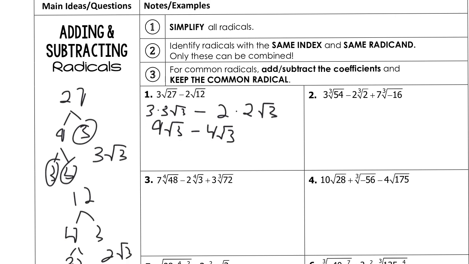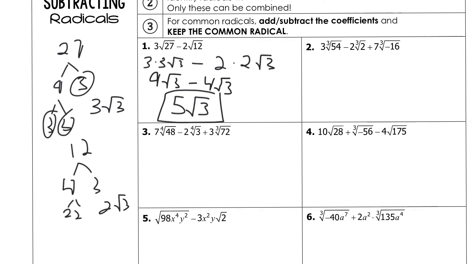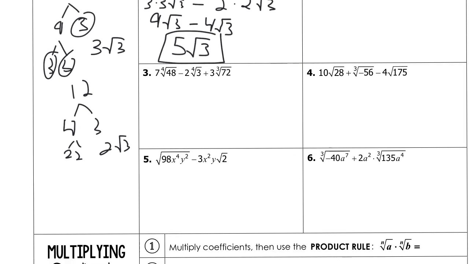So think about it like combining like terms. And then for the common radicals, you add and subtract the coefficients and keep the common radical. So here, 9 minus 4 is 5, and then your common radical is square root of 3. So our final answer here is 5 square roots of 3. So try this process on the rest of them. Think about what it means to have the same index, the same radicand, simplify your radicals like you did on the last page, and just do your best. So pause this video and try to work through these next examples, and then come back when you're ready to do the multiplying radicals section.